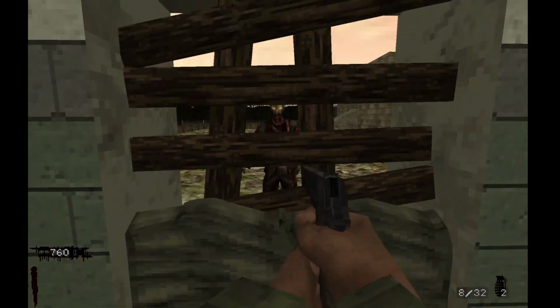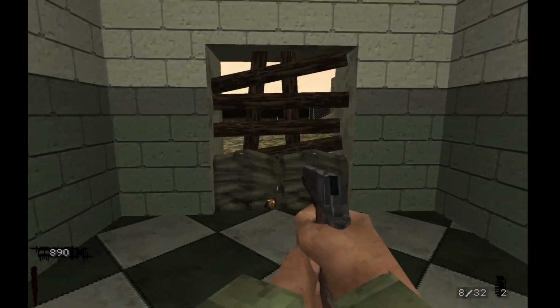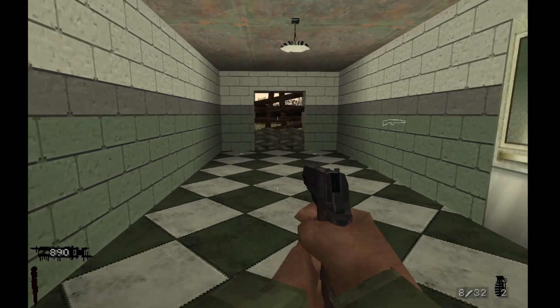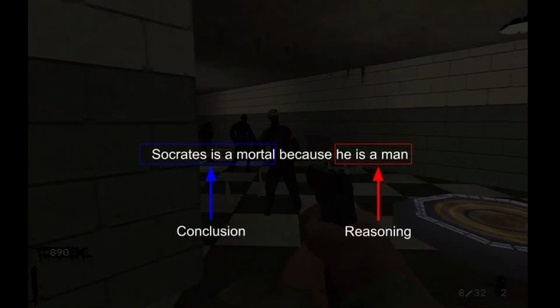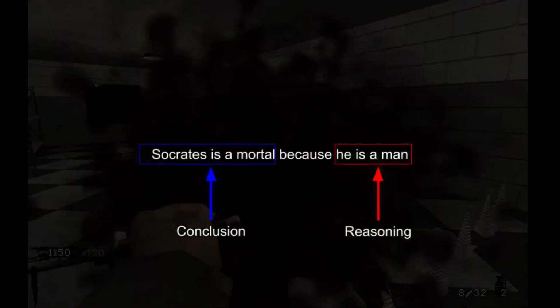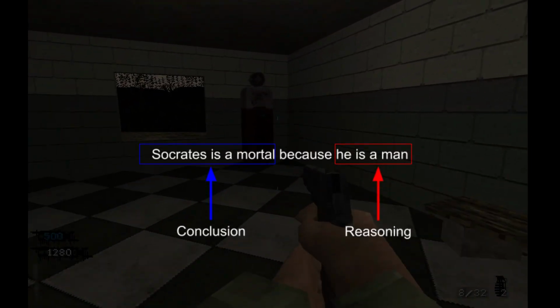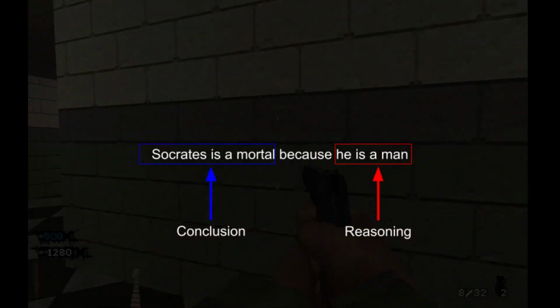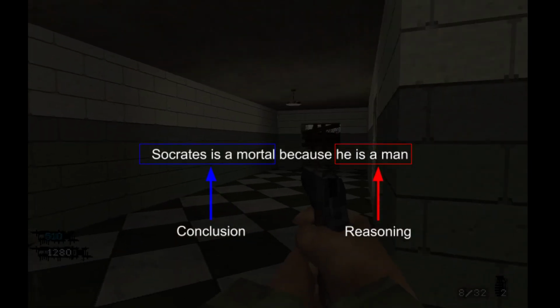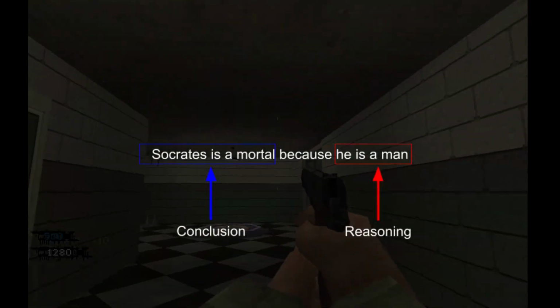So, the logician is basically concerned with whether or not the argument itself is a success. And an argument here just refers to some chain of reasoning in support of some claim or conclusion. The conclusion in this example is that Socrates is mortal, and the argument for such a conclusion is that Socrates is a man.